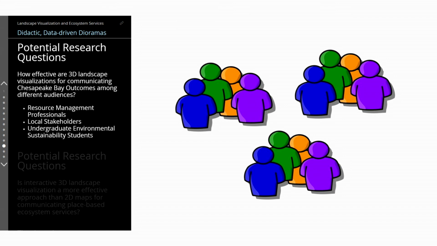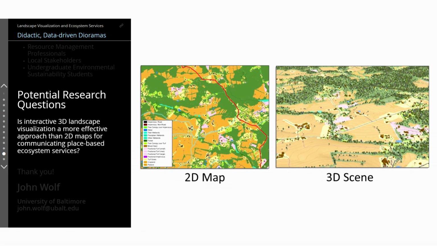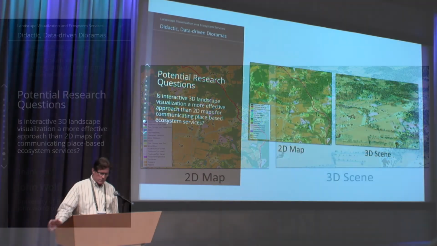I work with a lot of scientists and resource management professionals who might say, well, that's kind of cool, but we're scientists and we need a lot of numbers and tables and so forth. But there might be opportunities with local stakeholders where this might resonate a little bit more with them. In addition, I have access to some environmental sustainability students at the university. And then finally, is it more effective or not than just a two-dimensional map of the same information? It may vary by what kind of ecosystem service or what kind of Chesapeake Bay Watershed Agreement outcome I'm trying to communicate.